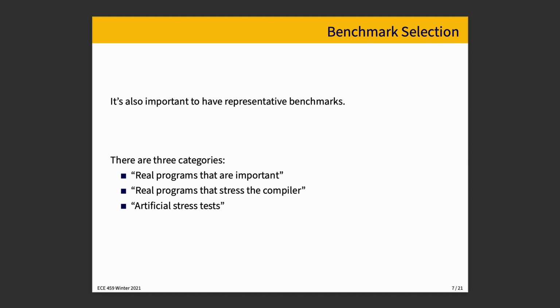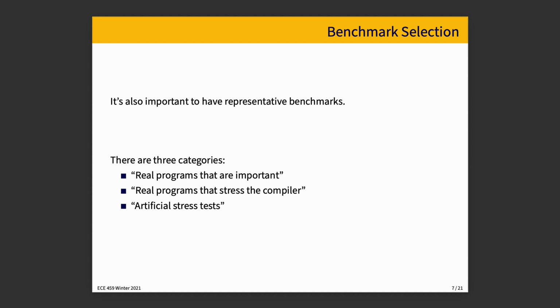Okay, it's important to actually make sure that you have representative benchmarks. If you are allowed to just make arbitrary benchmarks, you could prove anything or nothing, depending on what you set out to do. So we have to make sure that we have good confidence in our change. And so the benchmarks have to be representative of what would happen in real life, to some extent. So there are 3 kinds of benchmarks: real programs that are important, real programs that stress the compiler, and artificial stress tests.